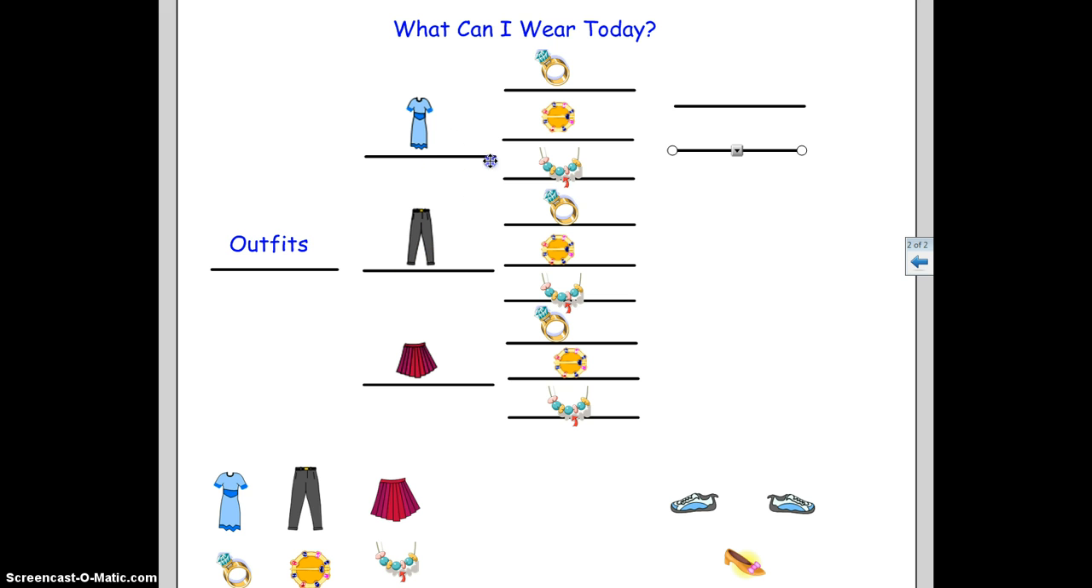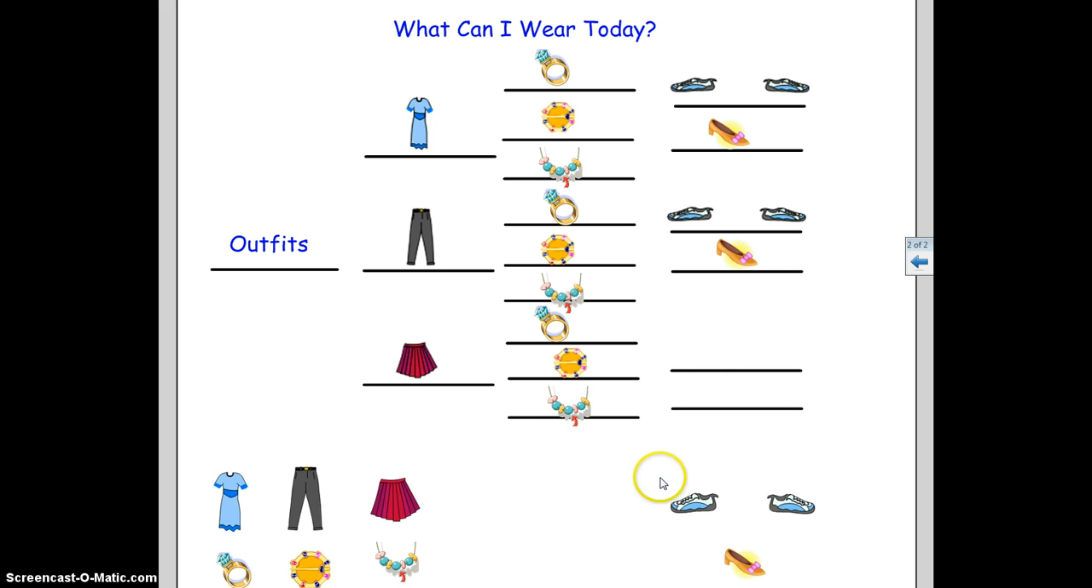I have 2 options for shoes for every combination. So if I choose to wear the blue dress, I can wear tennis shoes, or I can wear my high heels with any of these pieces of jewelry. I could say the same thing if I decide to go for the black pants. If I want to go for that look, I could wear my black pants with a piece of jewelry and my tennis shoes or my high heels, depending if I want to go for comfort or if I want to be a fashionista for the day.